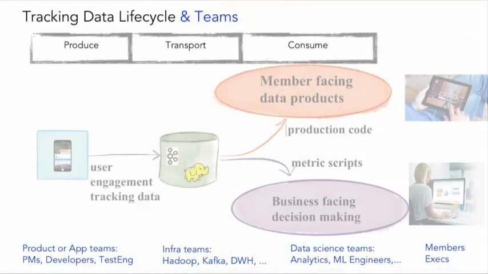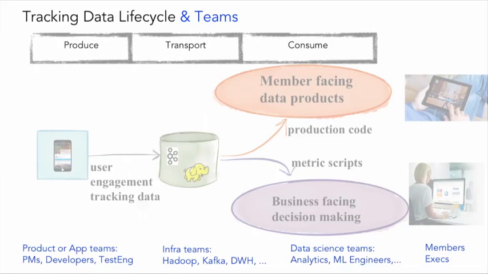For example, when you are talking about the production of this tracking data, that's largely a decision and working between the product managers who will decide what are the features that need to get built, what are the success metrics for it, what are the things that they would like to track and measure, the developers who would implement those features and instrument to collect that data, and test engineering who would make sure that you are actually tracking and measuring the right things.